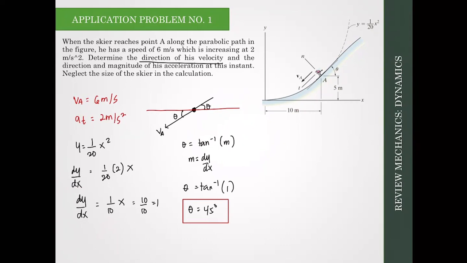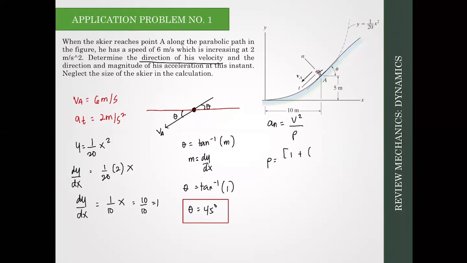How do we calculate? We need the acceleration, the magnitude of acceleration and the direction of acceleration. So we need the values of AN and AT. And we already know that the value of AT is given as 2 meters per second squared. So we need to get our AN. And again, the formula for AN is v squared over the radius of curvature, which is not given. So we need to calculate the radius of curvature.